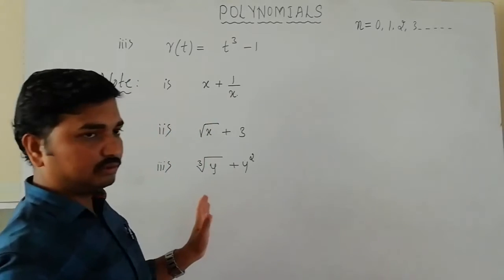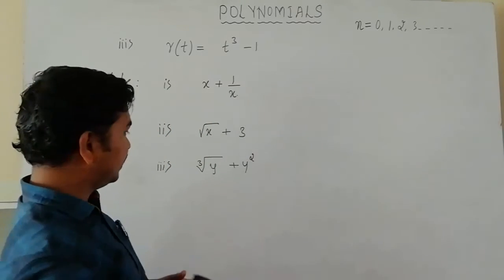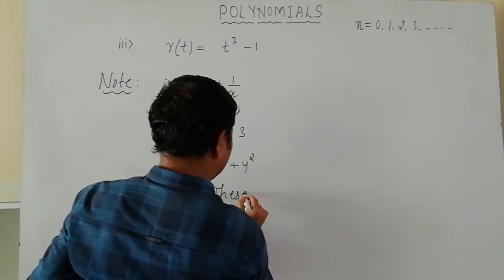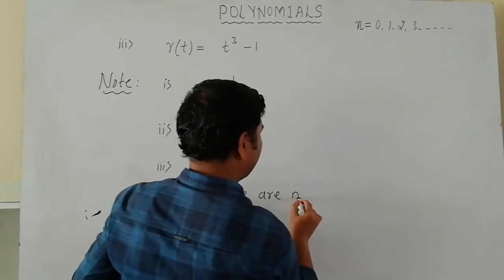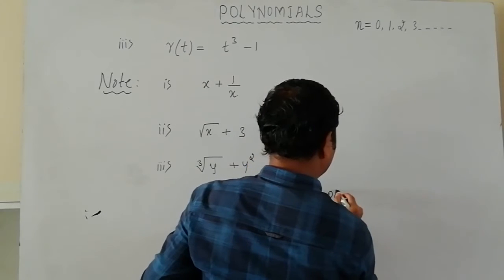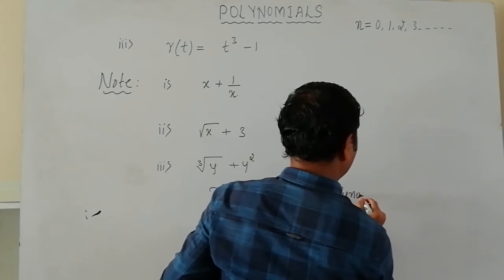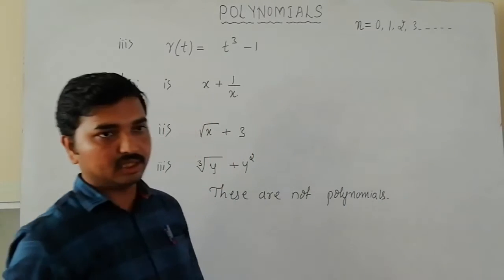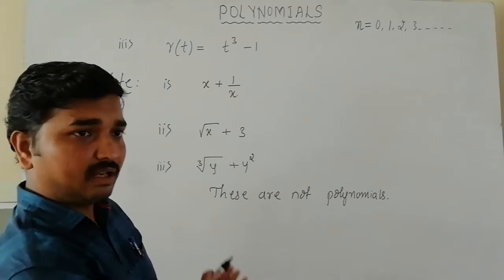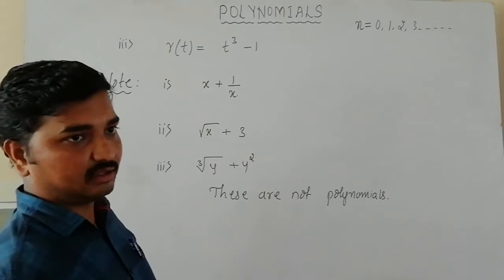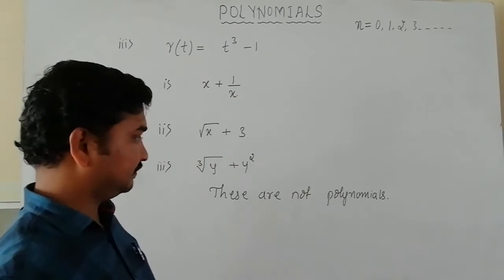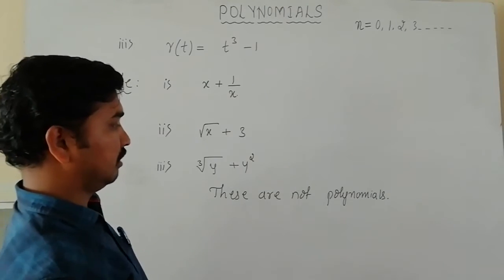So write down these things. I think you can understand these things. Write down here, these are not polynomials. These are not polynomials. Just write down here. I'm not going to explain all the things. You can understand that. These are not polynomials.